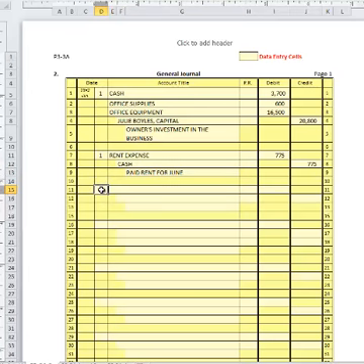The third transaction occurred on June 3rd. Purchased office supplies for cash, $225. So the debit will be to office supplies for $225. And we purchased those for cash according to the text. It was not on account, so we're going to credit cash for $225. And then we'll enter the explanation, purchased office supplies.